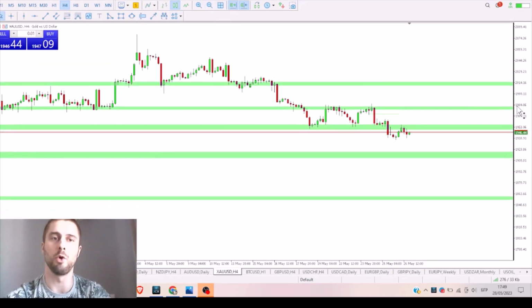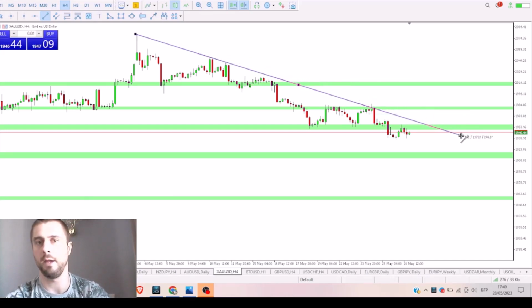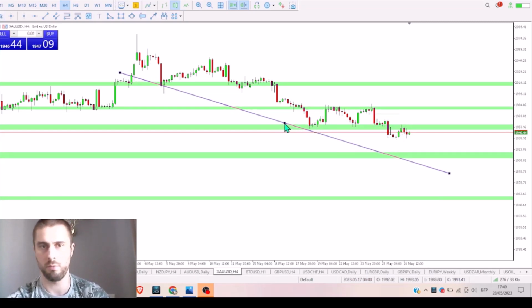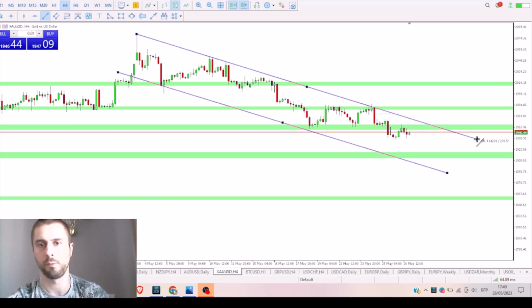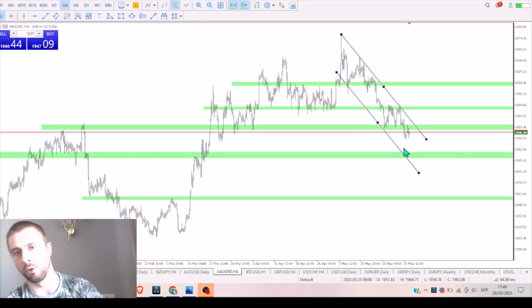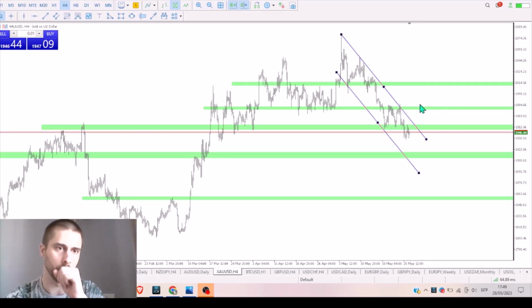So let's draw a trend line here, and as you can see, price is pretty much respecting this trend line. Can we make such on the downside? Well, maybe something like this can be the border of our channel. So price definitely has room to the downside, and definitely some room to the upside.